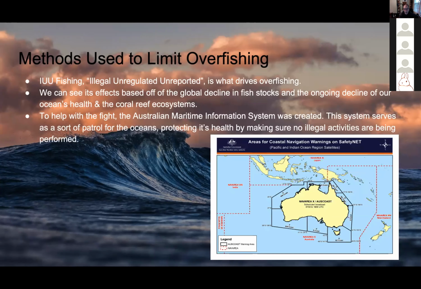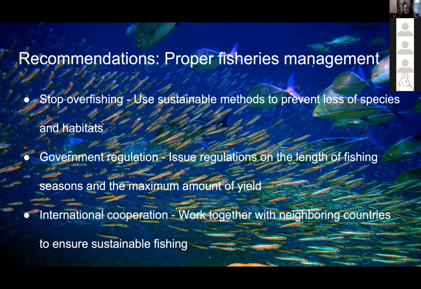Next slide, please. Okay, so we have some recommendations to limit overfishing and help coral reefs. One of them is to use sustainable methods to prevent loss of species and habitats. That includes regulations on how many individuals of fish species you can catch, and making sure that you're not removing too many of the older reproductive age fish so that you keep the fish stocks up.